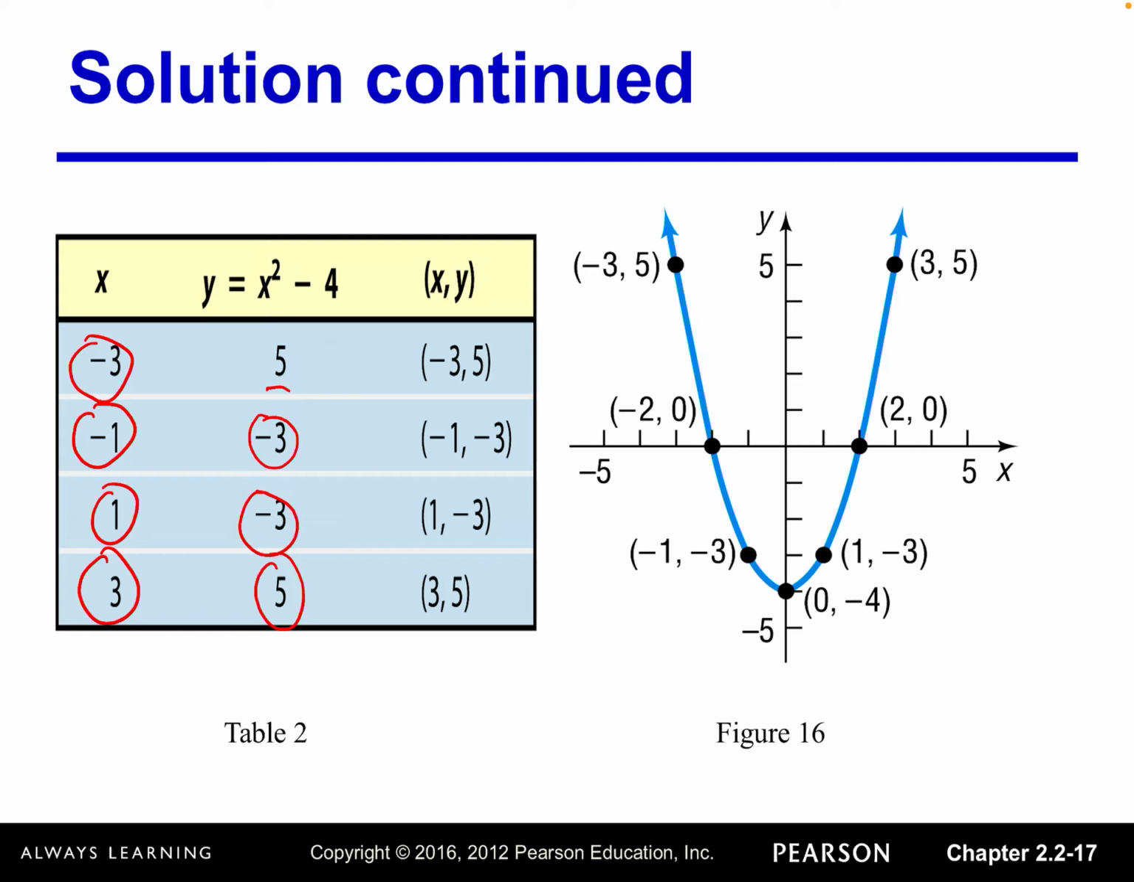So we plot the points. Use a smooth curve to connect the points, and then you can verify the intercepts. The x-intercepts are (-2, 0) and (2, 0), and the y-intercept is (0, -4).